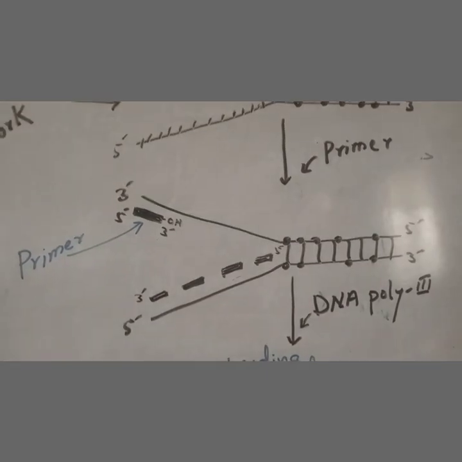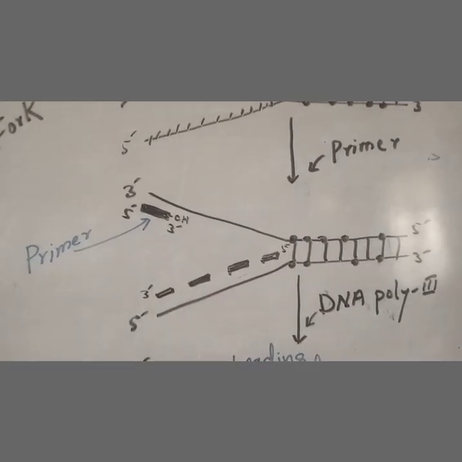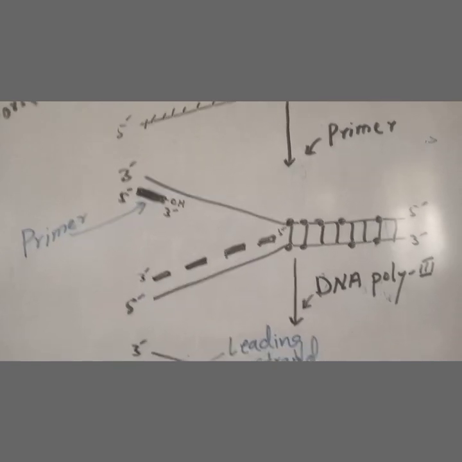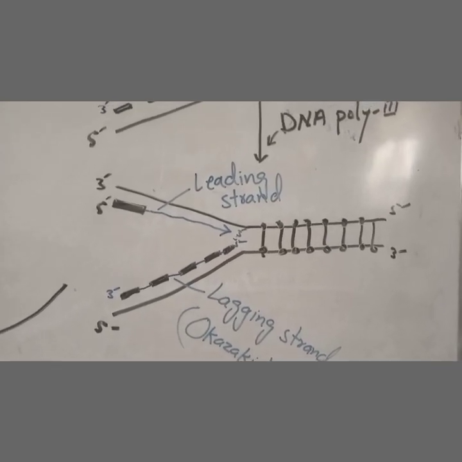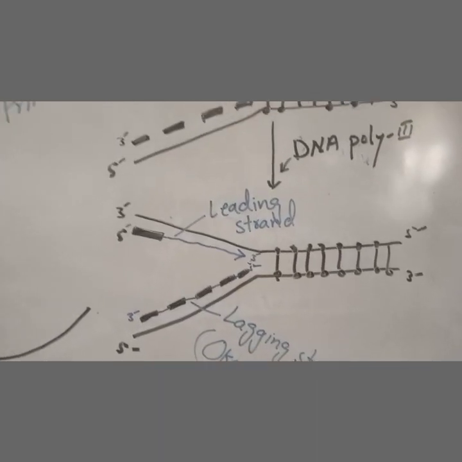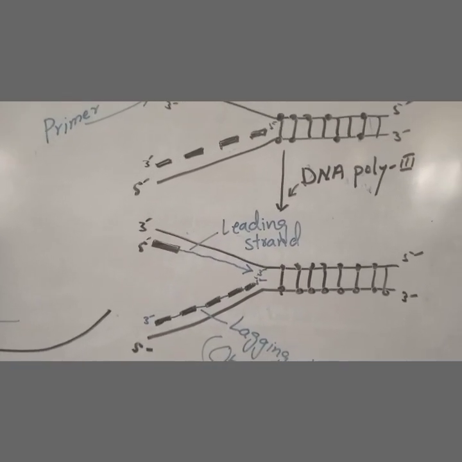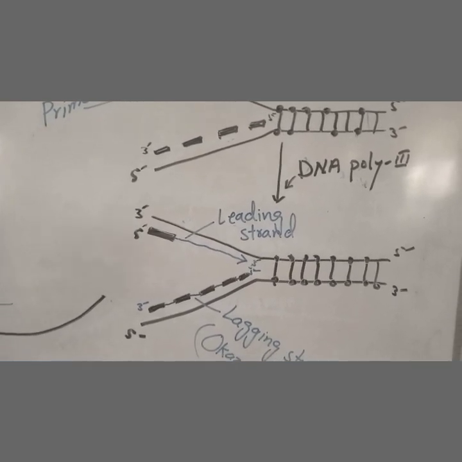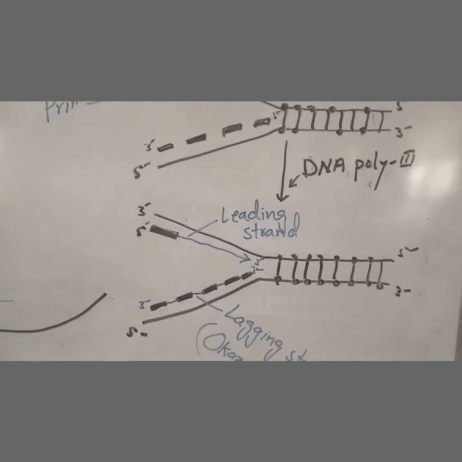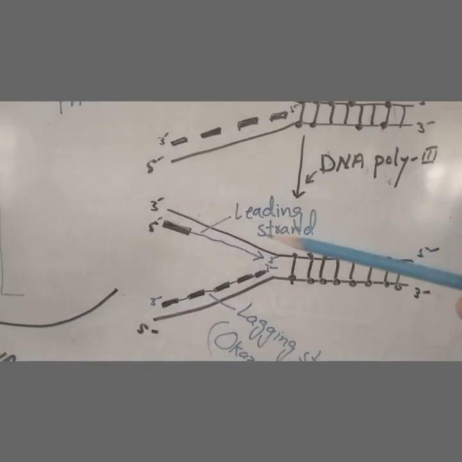The first unit works on one template and continually synthesizes a daughter strand towards the replication fork. That continually growing daughter strand is known as the leading strand. That is the leading strand.